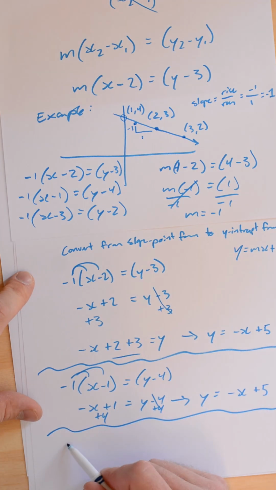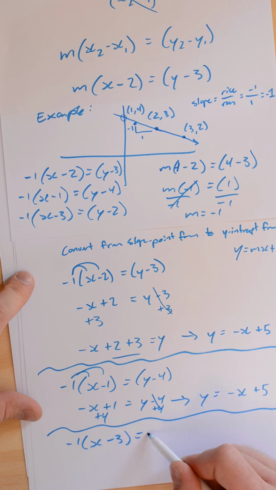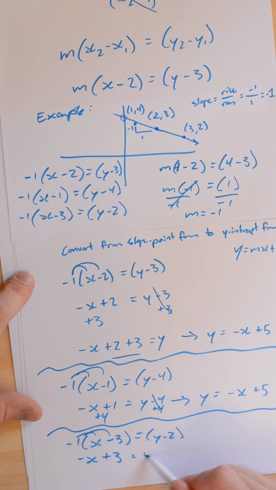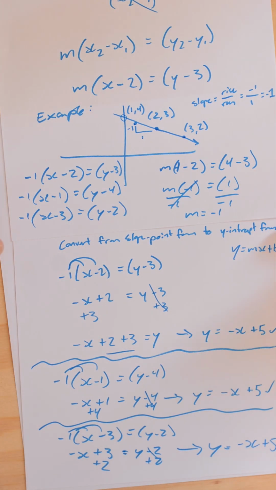And let's check the last one. Negative 1 x minus 3 equals y minus 2. Distribute my negative 1 in. Negative x plus 3 equals y minus 2. Add 2 to both sides. I get y equals 3 plus 2 again is 5, negative x plus 5. So we can see all of them relate to the same equation in slope y-intercept form.